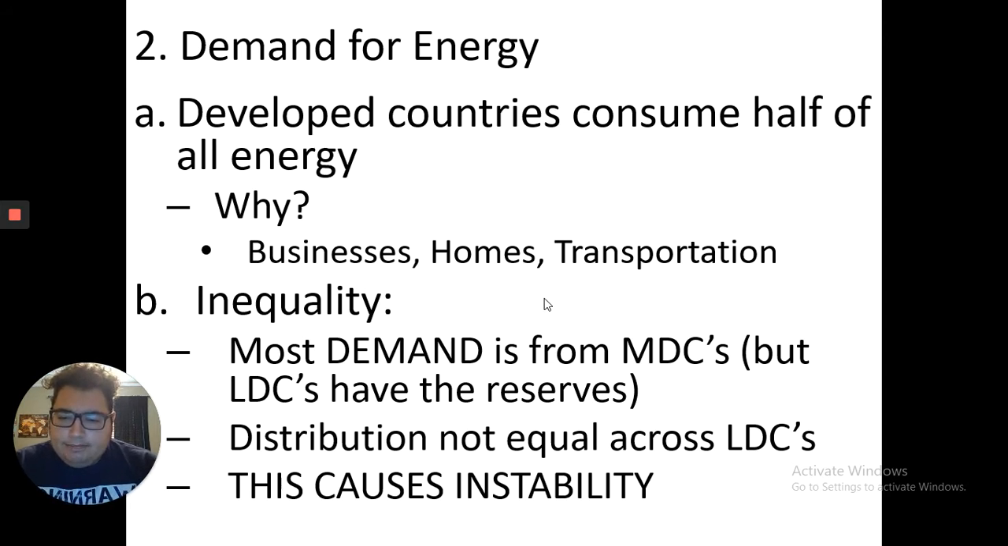But the distribution is not equal across low developed countries. And this causes instability. If you do not have resources, you can't sell them, which means people aren't going to look at you the same as, say, a less developed country who has a lot of natural goods.